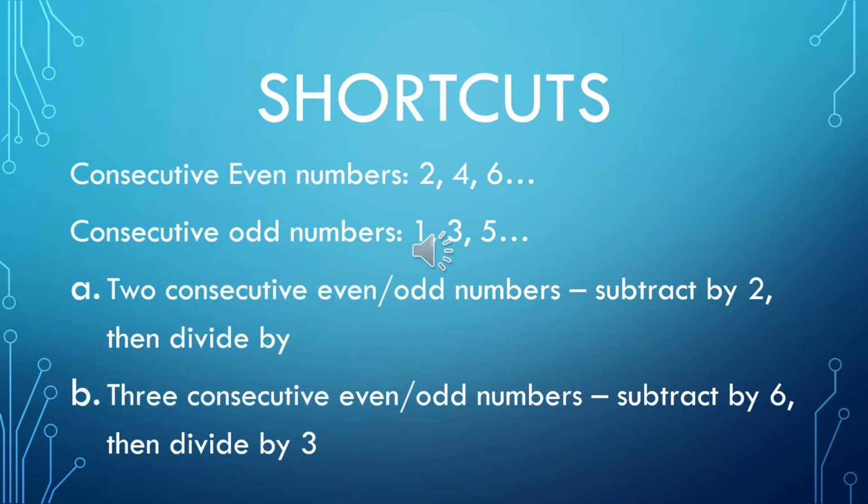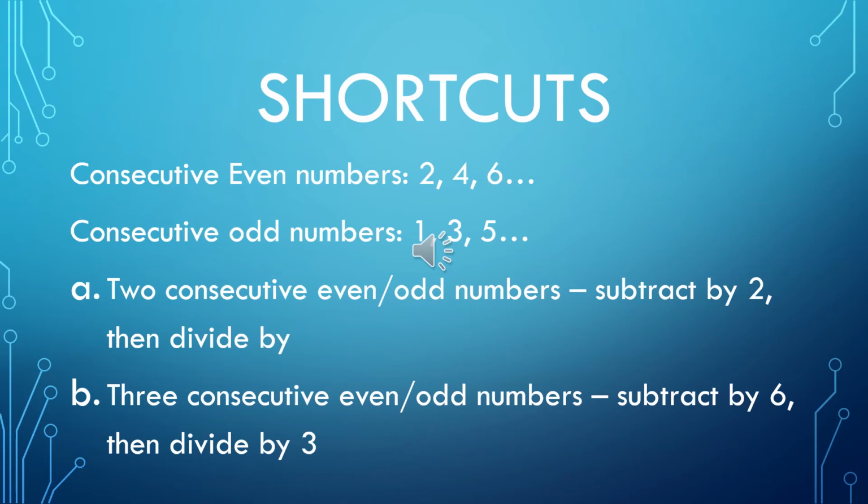Now let's move to the shortcuts. These shortcuts are just derived from the fact that if we have a set of either positive odd or even integers, say we have 1, 3, 5, and so on, or 2, 4, 6, and so on, the difference of the first to the second consecutive integer is 2, and the difference of the third from the first is 4. So having this observation, we can derive our shortcuts.